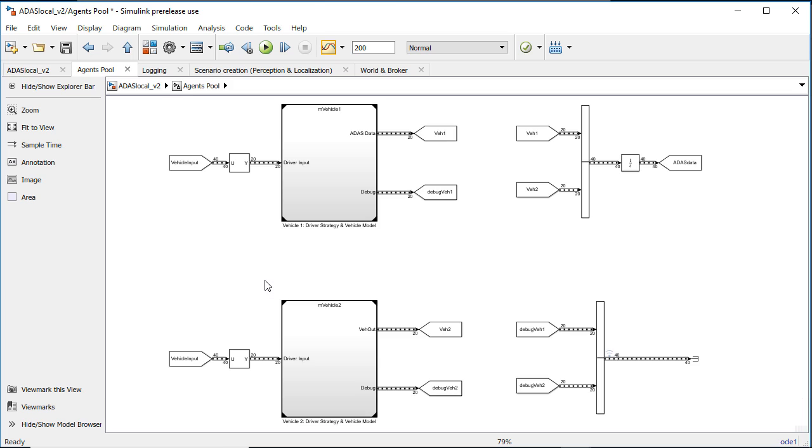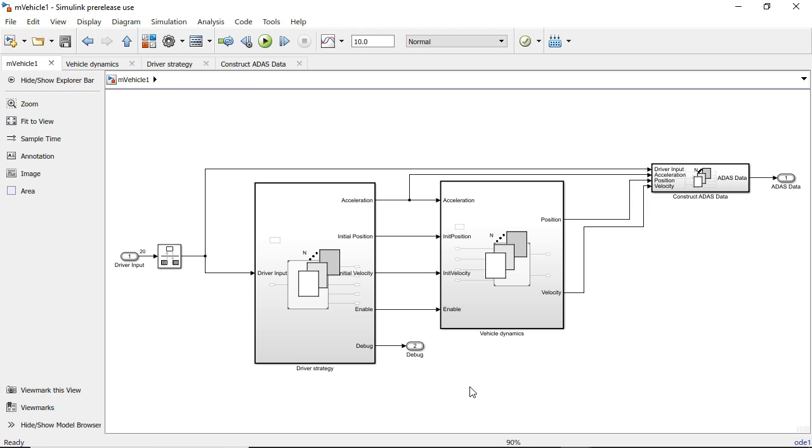In the agents pool, we have two different types of vehicles. Each type of vehicle is made up of a driver strategy, otherwise known as a planner, and vehicle dynamics, which is the plant. These are in For Each blocks, which is a type of subsystem that repeats execution on each element and concatenates results. This makes it possible to simulate multiple vehicles of the same type with different behaviors at the same time.